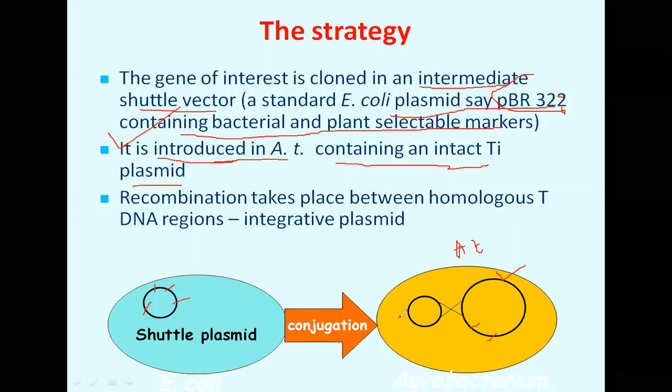And then once it has been mobilized into the Agrobacterium tumefaciens, it undergoes recombination. Recombination takes place between homologous T-DNA regions. And this particular plasmid, that intermediate shuttle vector, this pBR322, will get incorporated into the Ti plasmid. So it will become a single plasmid. Co-integration strategy. The two plasmids will integrate, making just one plasmid. So what does it mean? It means that you have the gene of interest, you have the plant selectable marker, as well as the Vir genes, all of them located on the single plasmid. This is called co-integrative strategy.